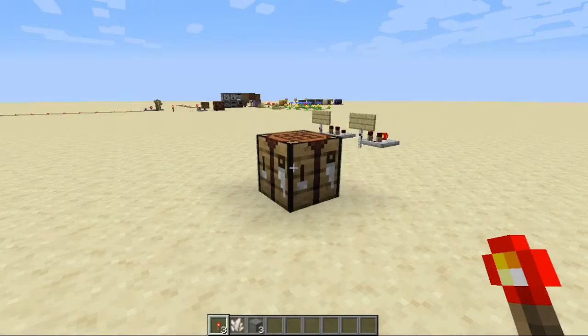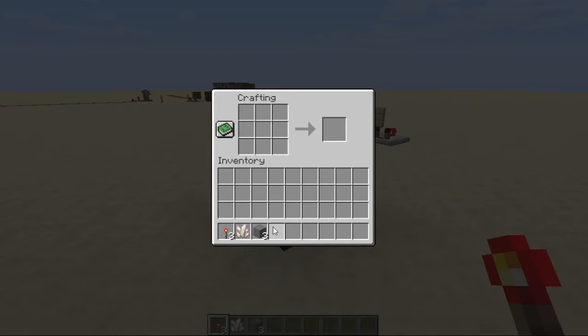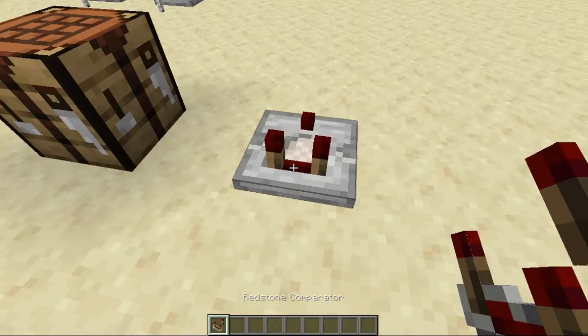Great, now that we know its history, let's learn how to craft it. In a 3x3 grid or in a crafting table, place 3 stone blocks at the bottom, 1 quartz in the middle, and 3 redstone torches on top like a triangle. And you will receive 1 redstone comparator.